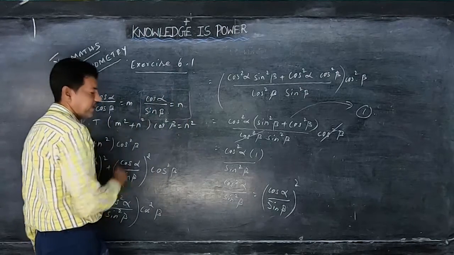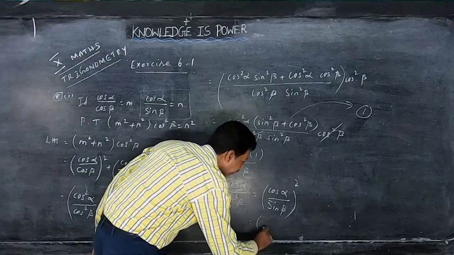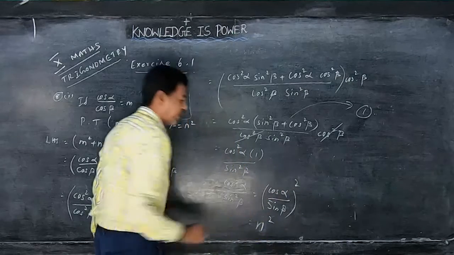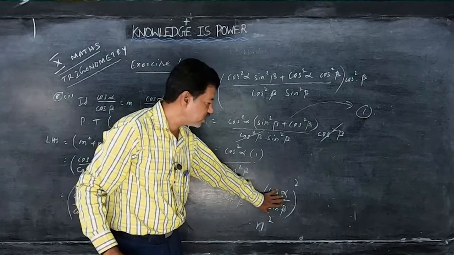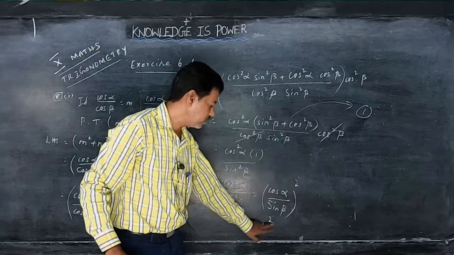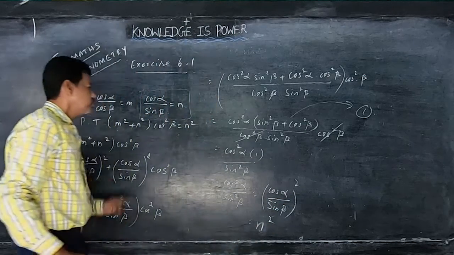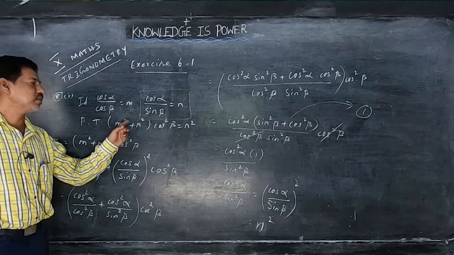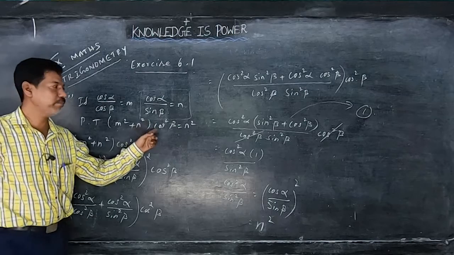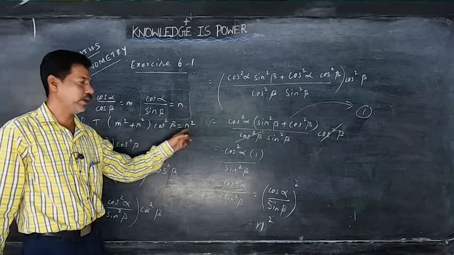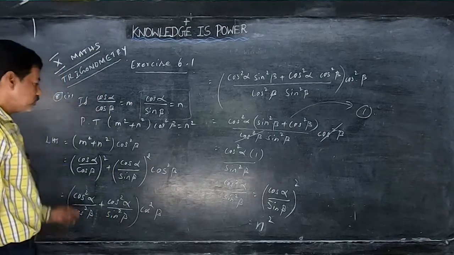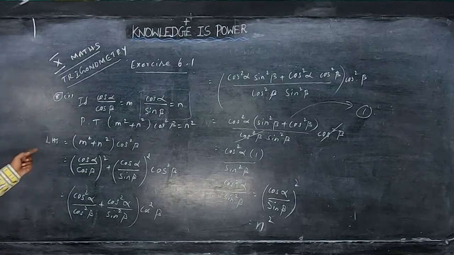Here it is n. So you have to substitute n in place of this. So n square. The value for this is n, and the whole square is already there. So n square. These are the things the question asks us to prove: m square plus n square cos square beta equal to n square. So that is what I have done here. Shall I repeat that? Check it once again.